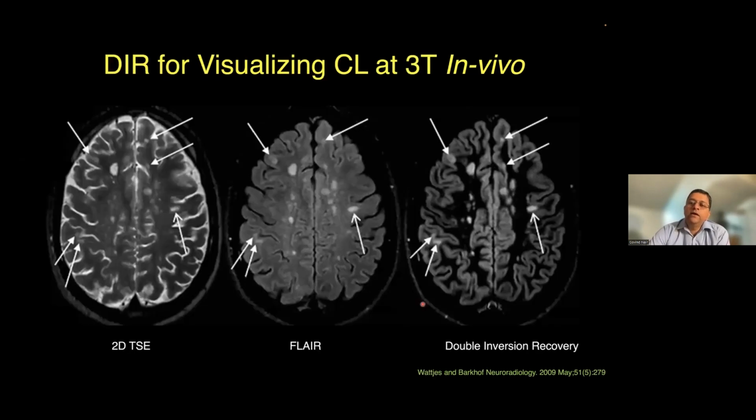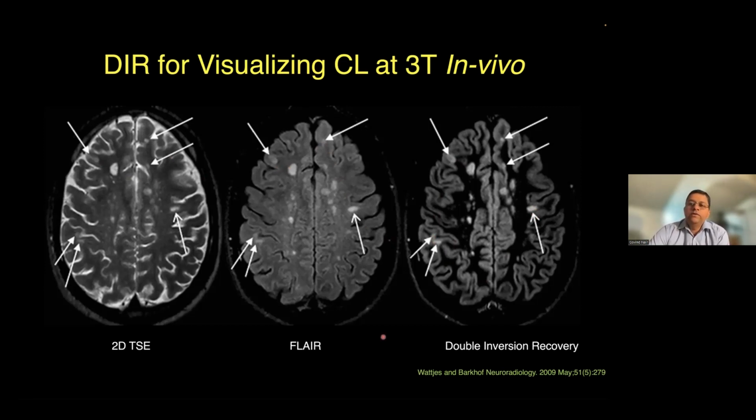So there are techniques that have been developed for looking specifically at cortical imaging. So this is a cortical lesion. This is a double inversion recovery sequence. What it does is it suppresses both the white matter and the CSF. So the only thing that is shown here is the lesions and the gray matter. And you can see that we pick up a lot of these cortical lesions that cannot be seen on the FLAIR or the 2D TSE.